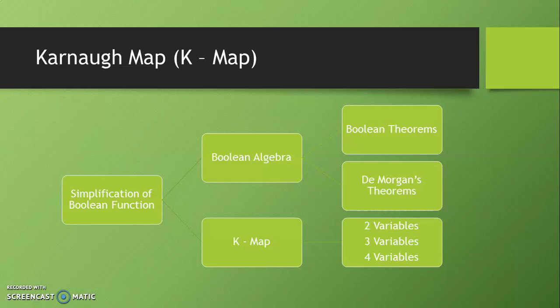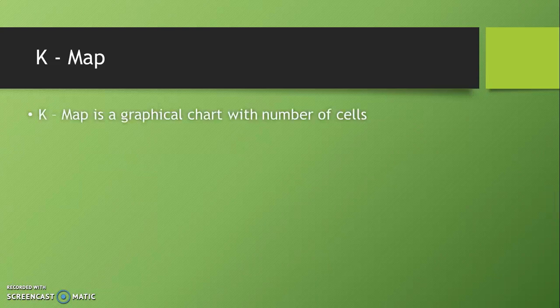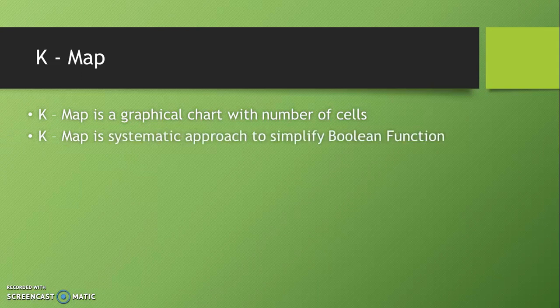With the K-map, we can simplify a Boolean function having 2 variables, 3 variables or 4 variables. Beyond 4 variables, K-map is not very much in use because it becomes very complicated. Now let us have a brief introduction about K-map. K-map is a graphical chart in tabular form. It is a graphical chart with a number of cells, and K-map is a very systematic approach to simplify any given Boolean function.